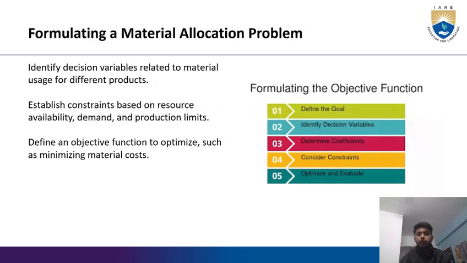Formulating a material allocation problem. Identify decision variables related to material usage for different products. Establish constraints based on resource availability, demand and production limits. Define an objective function to optimize, such as minimizing material cost.